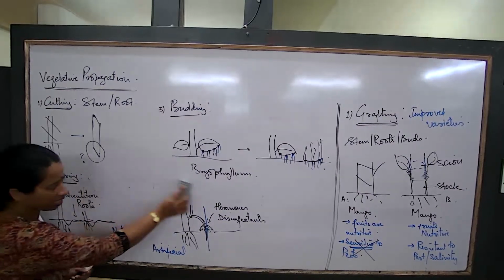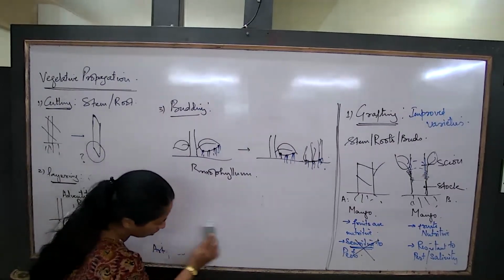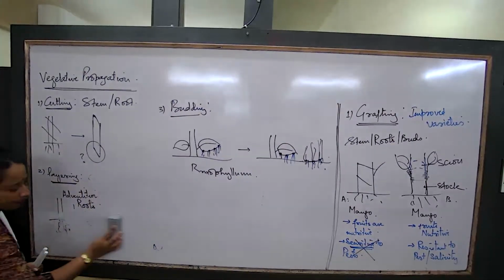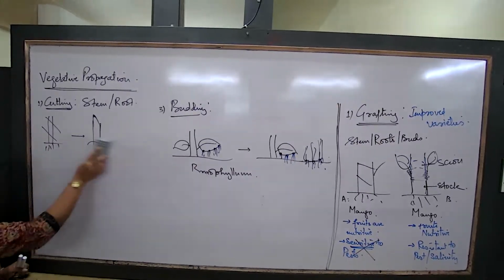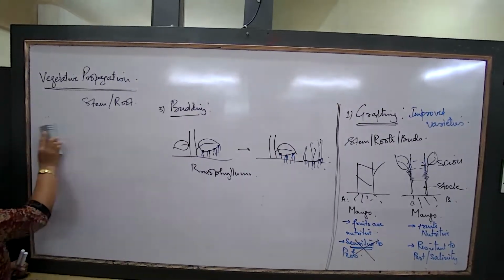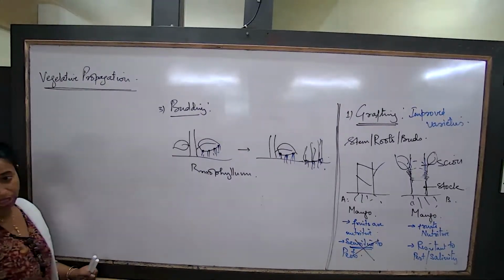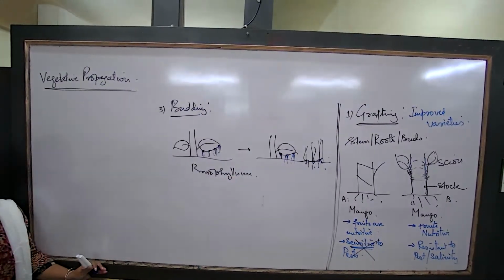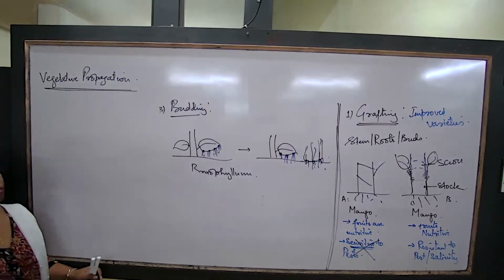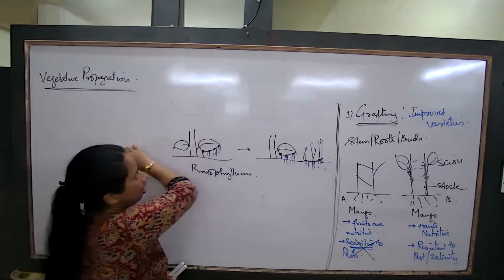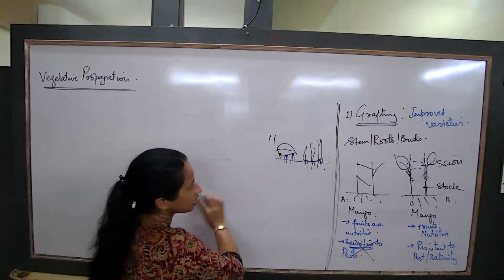What is the significance of vegetative propagation? That I told you just now. The significance is that it is a surer method. There is no dependence on any agents. The process is not dependent on the wind, the water, or any other biological agent. And it can be manually monitored also.